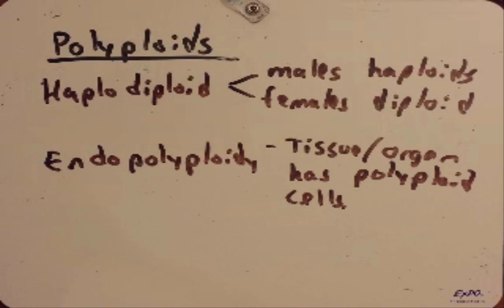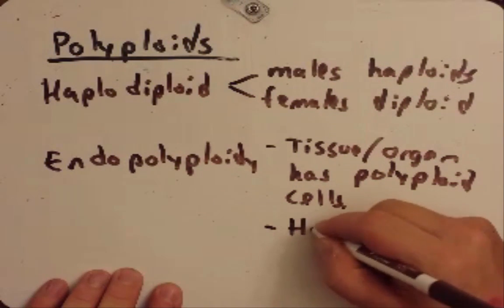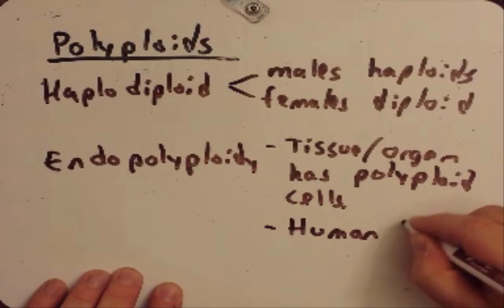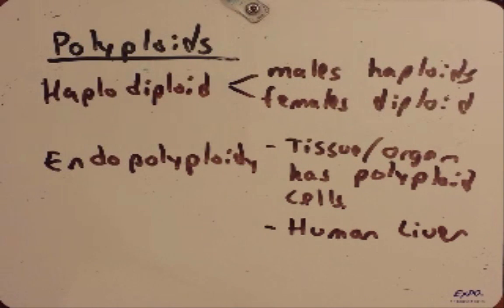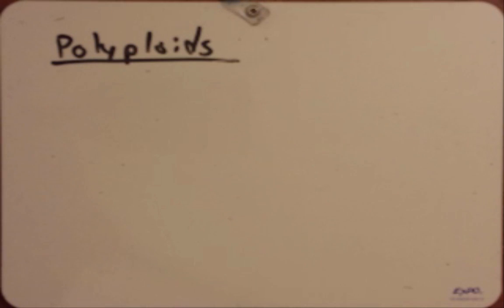And a great example of this is the human liver. In the human liver, we find all sorts of chromosomal mutations, extra copies, either aneuploids or polyploids, chromosomal rearrangements, but it works well in the liver for its purposes. And I want to come back to plants.